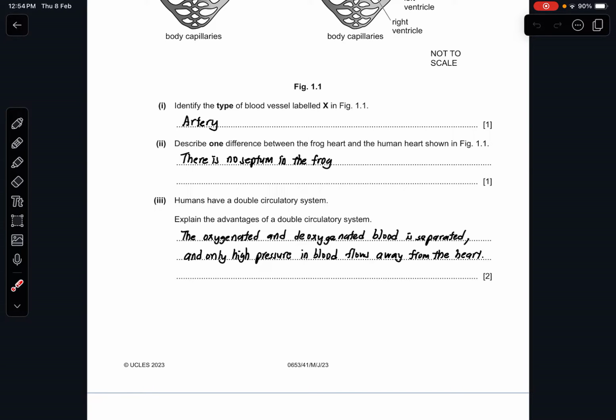Okay, part 3, humans have a double circulatory system. Explain the advantages of a double circulatory system. I think this is a very general question you will see in biology books. The oxygenated blood and deoxygenated blood are separated, and also only high pressure blood flows away from the heart, which is carried by the arteries.